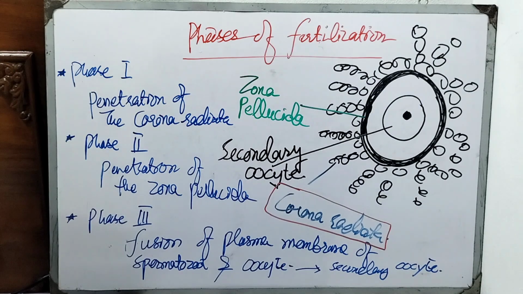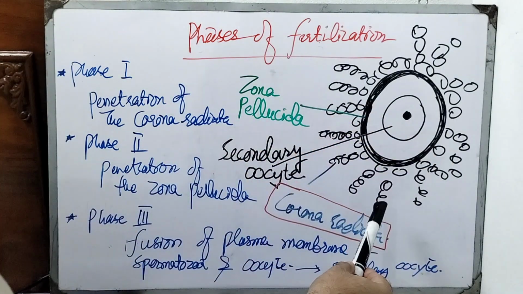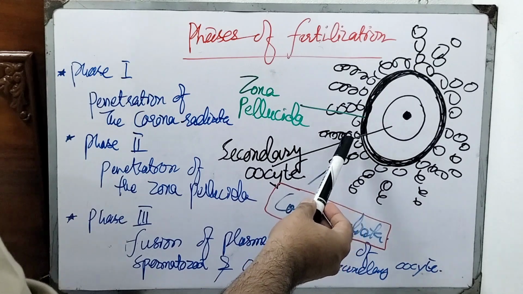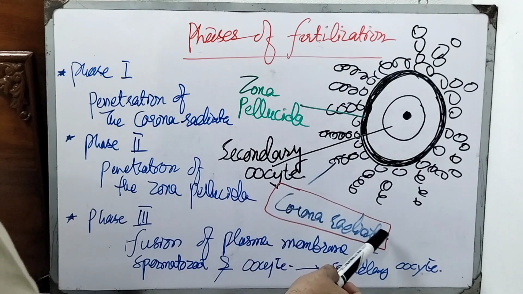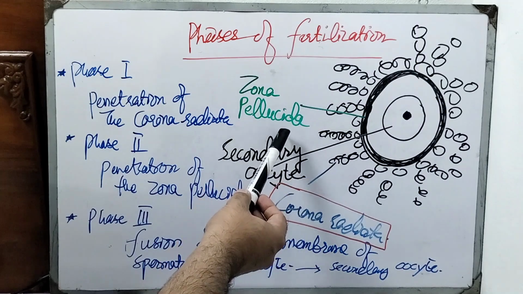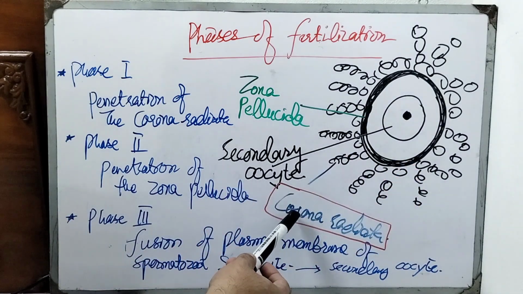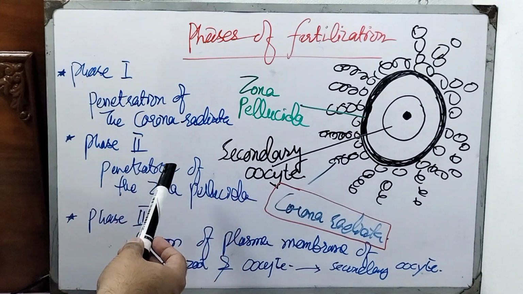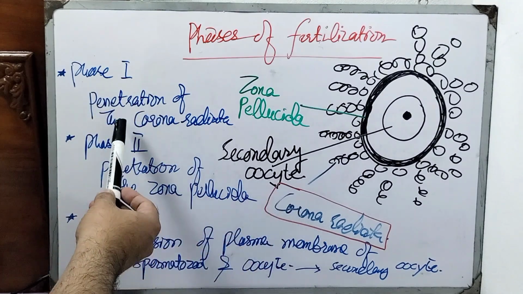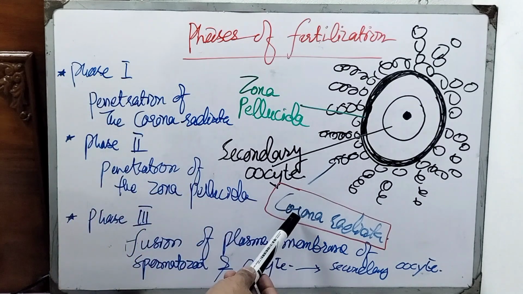Okay, move on to phases of fertilization. This structure over here is the female gamete, which has two outer parts. The first part is the corona radiata, and the second part is the zona pellucida, and the inner structure is the secondary oocyte. First phase of the fertilization, the spermatozoa has to penetrate the corona radiata.